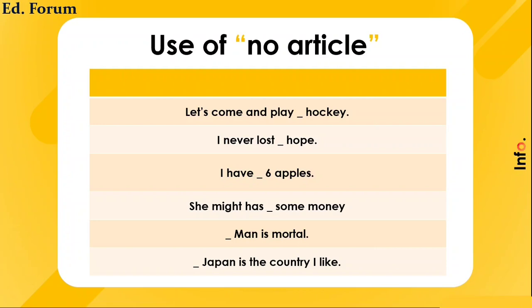No article. She might have some money. Before some, you don't have to put any article, because with some, you don't know how much money she has. Man is mortal. This is quite a general statement, a universal truth. Everybody has to go from this world. This is not eternal at all. So man is mortal, no article before man.